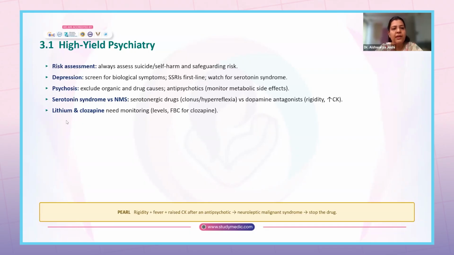Next, when you are giving lithium and clozapine, it requires close monitoring because it has a very narrow therapeutic index. Clozapine has to be monitored with full blood count because it leads to bone marrow depression. Fever, rigidity, raised creatine kinase with an antipsychotic causes neuroleptic malignant syndrome. So the treatment is stopping the drug.